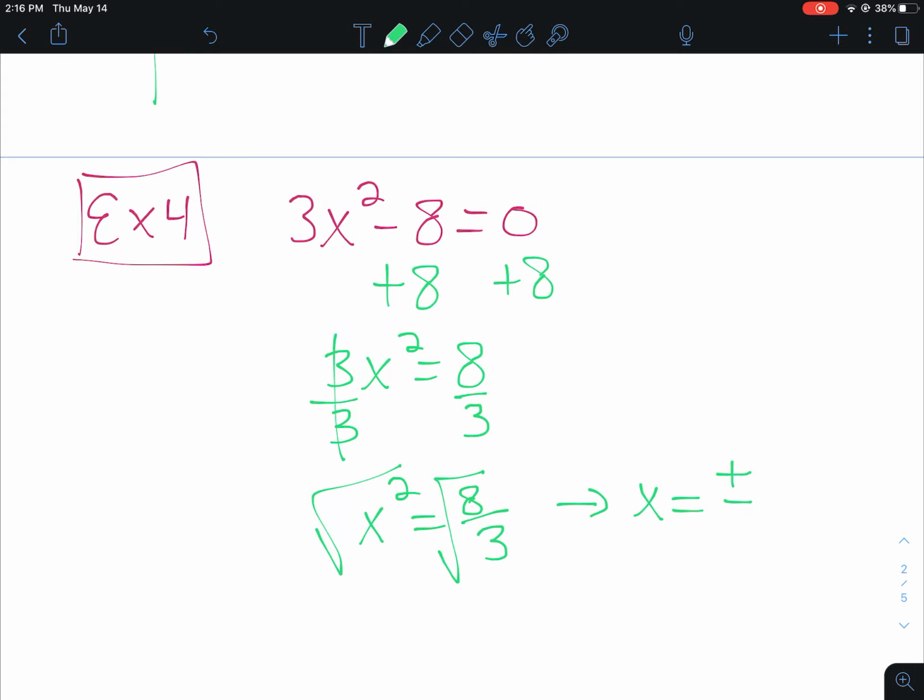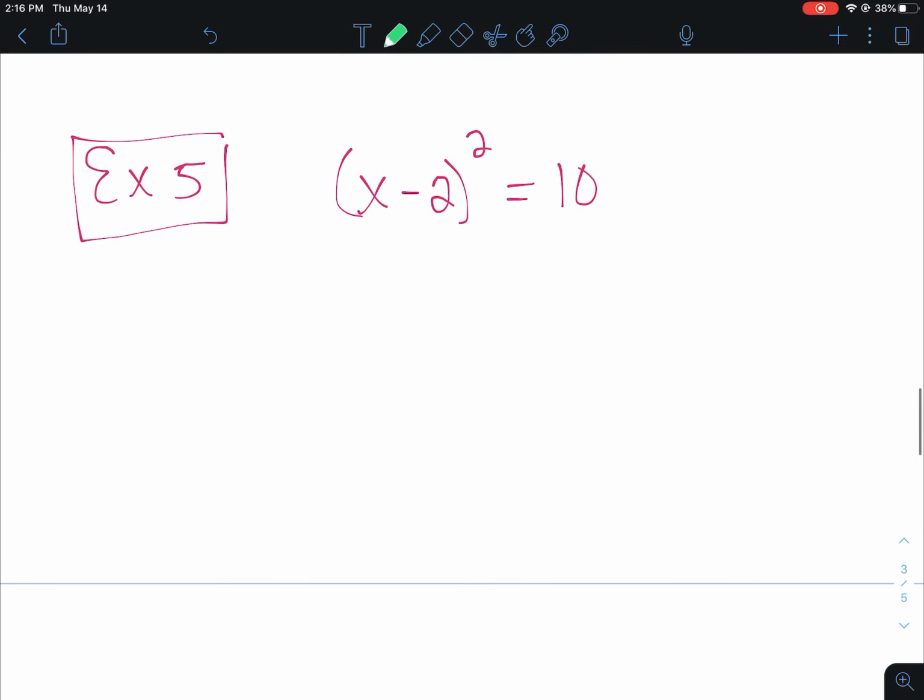And when you take the square root of a fraction, you can split it up over numerator and denominator, or you could leave it as 8 thirds, right? Either way, that works perfectly fine. Again, if you watch the extension video, I'll show you how to simplify that a little bit more, okay?